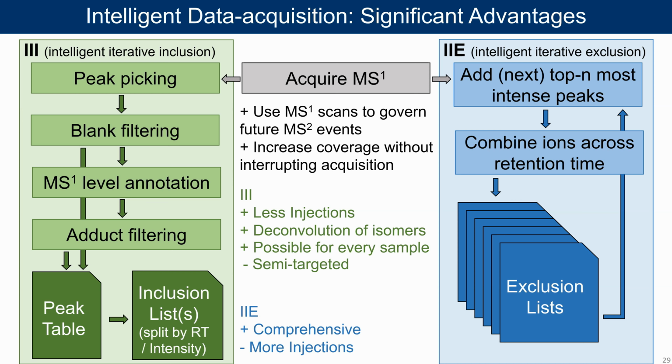Now, the disadvantage is that it's semi-targeted, and so things that, for example, don't form a nice peak won't be included for ion selection. And therefore, you can combine this with IIE, which is more comprehensive, so that you have coverage of everything in case you want to look back or your databases expand, etc.